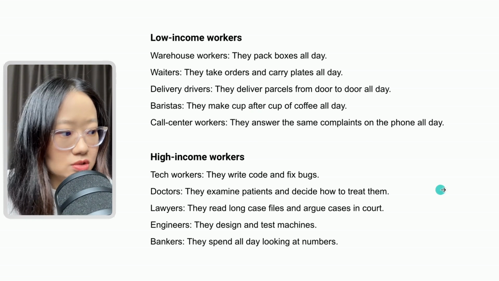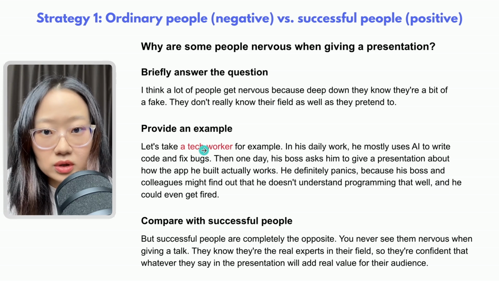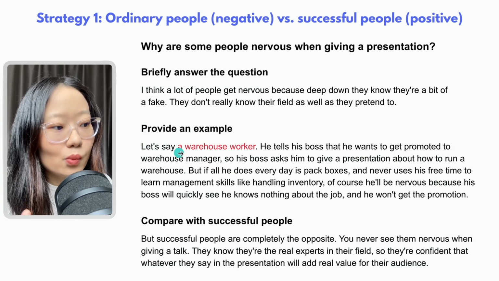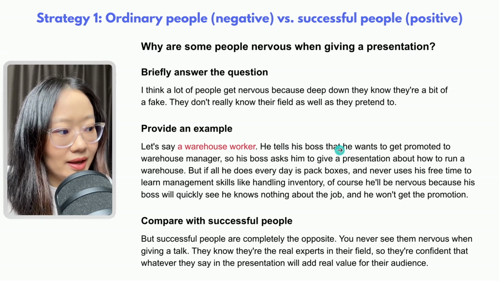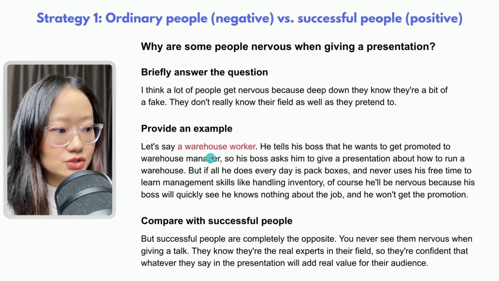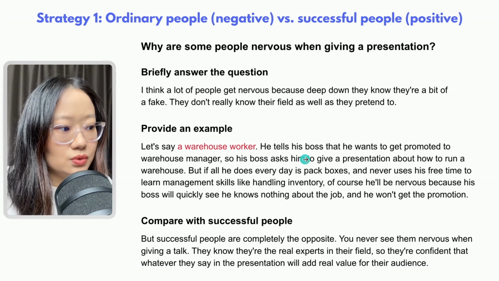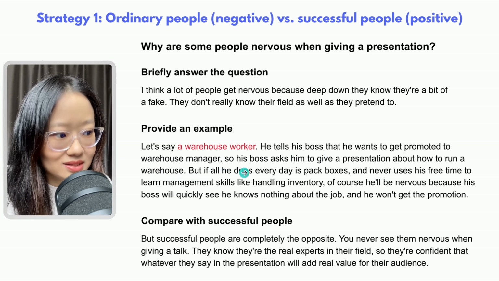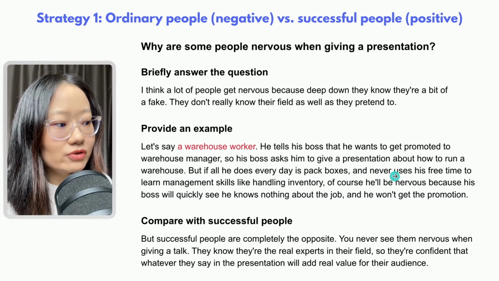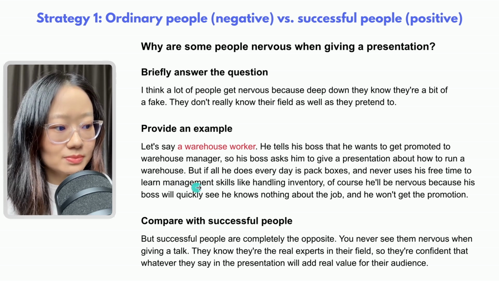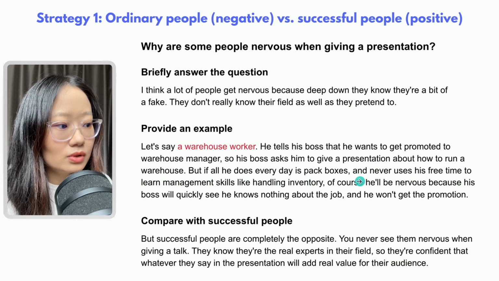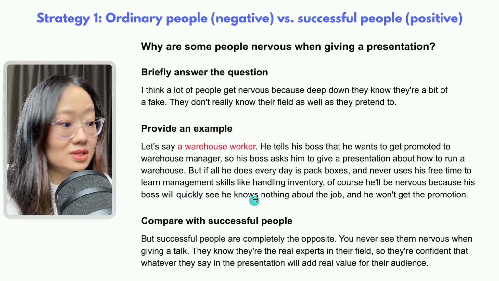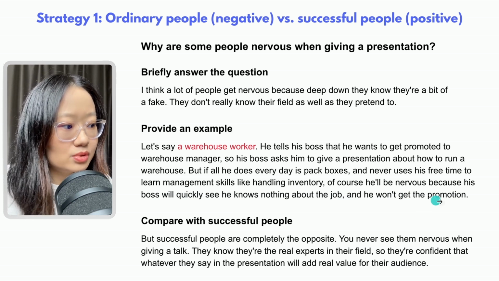How do you use these examples? For example, here I used a tech worker, right? We can easily replace it with a warehouse worker. Let's say a warehouse worker tells his boss that he wants to get promoted to warehouse manager. So his boss asks him to give a presentation about how to run a warehouse. But if all he does every day is pack boxes and never uses his free time to learn management skills like handling inventory, of course he will be nervous, because his boss will quickly see he knows nothing about the job and he won't get a promotion.